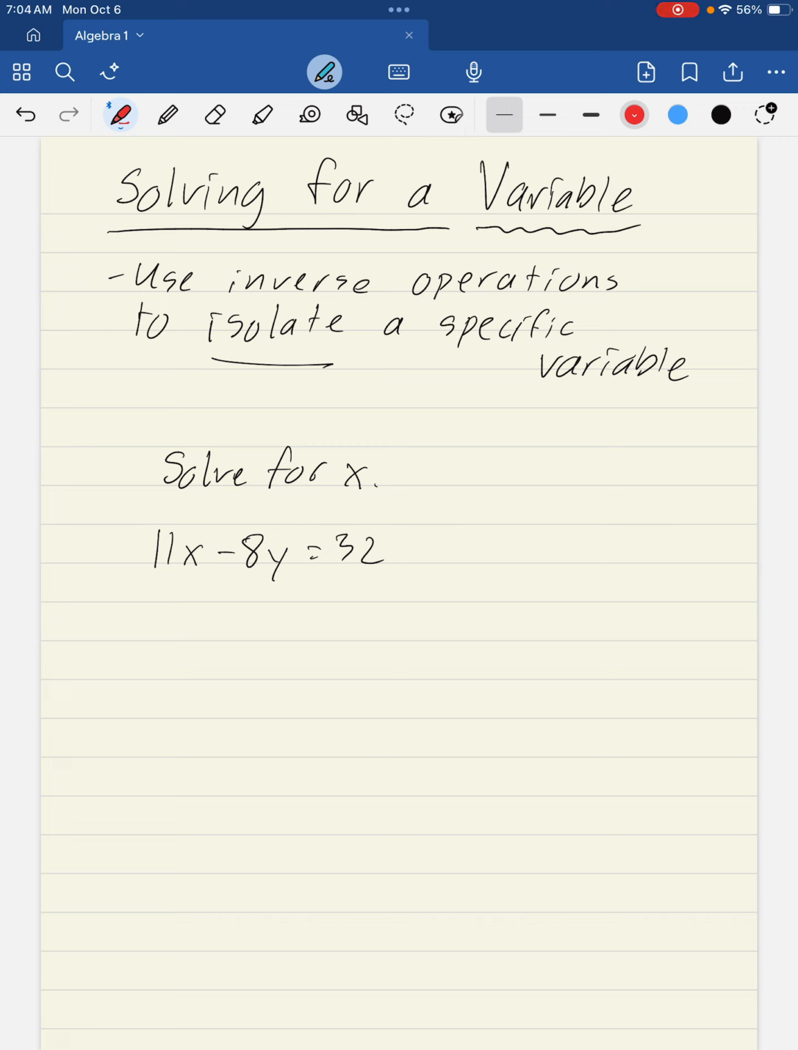What I like to do is put a box around my x variable term, and my goal is to get the box by itself. This part right here tells us what to isolate, because we have two variables. Which one are we moving? The problem is going to tell you which variable to isolate.